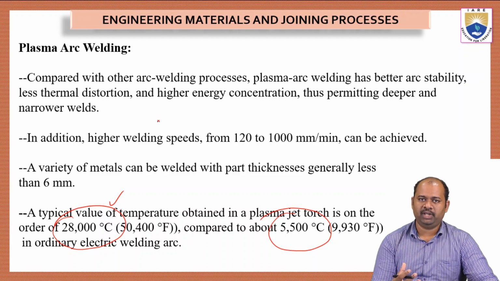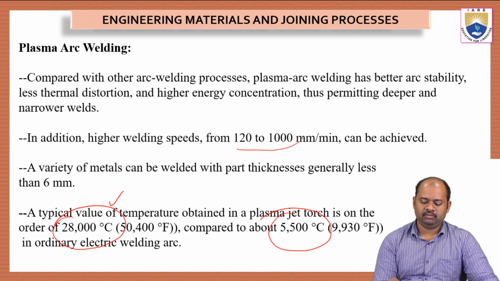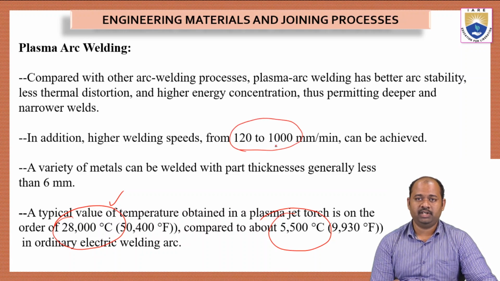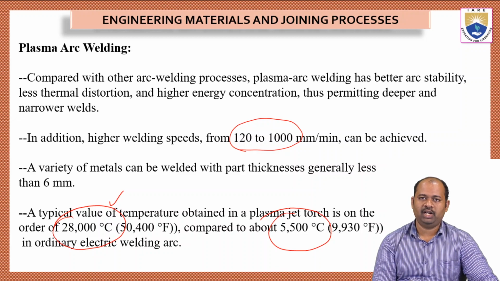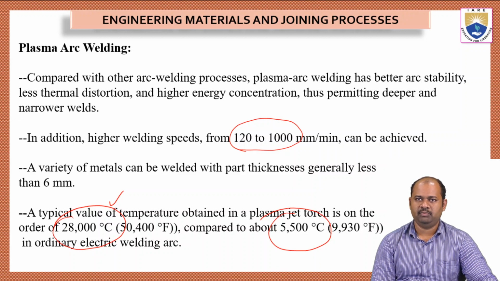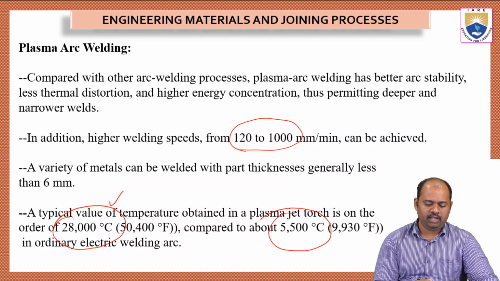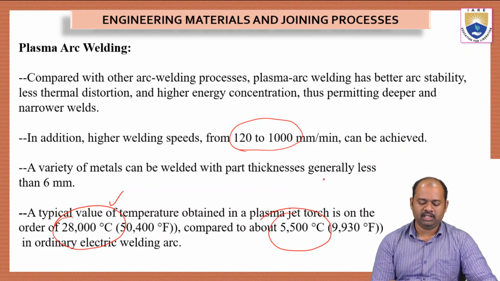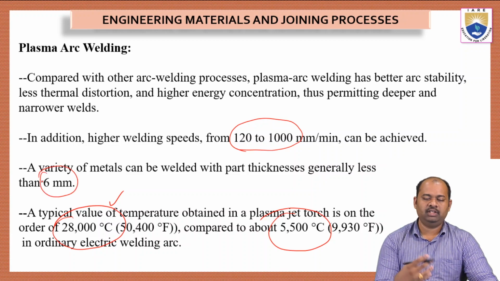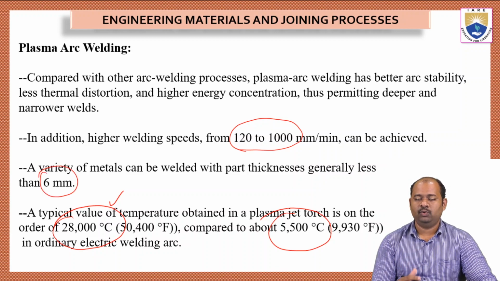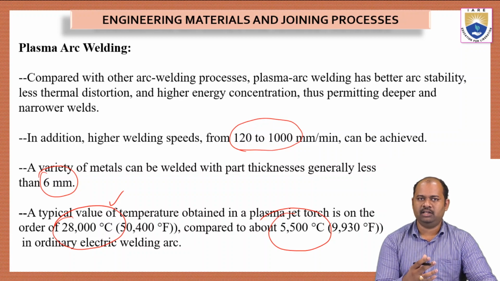Depending on the type of application of the welding, we can use plasma arc welding by changing the voltage. In addition, higher welding speeds are possible, 120 to 1000 millimeters per minute. It can be used to weld this much length per minute, 120 mm to 1000 mm. And a variety of metals can be welded with part thickness generally less than 6 mm. Whenever the thickness of the plate is less than 6 mm, we can weld a wide variety of metals. If it is more than 6 mm, we have to limit ourselves to certain metals like iron.